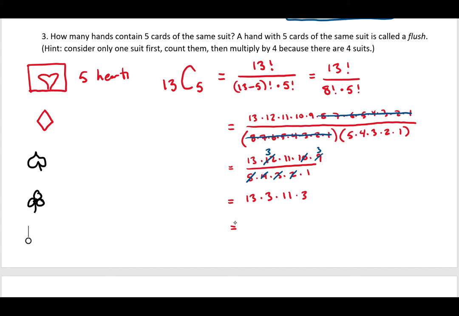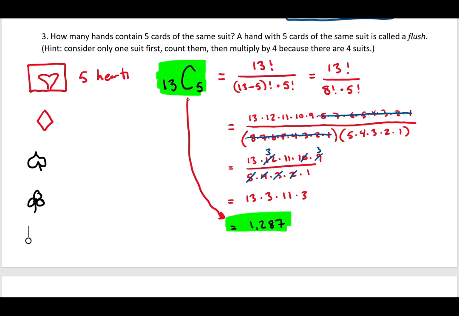Which, if we put this into a calculator, we get 1,287. Okay, I just wanted to throw this in there so you could see how to calculate a combination by hand. But what I want to do is go straight from here, down to here, the answer.